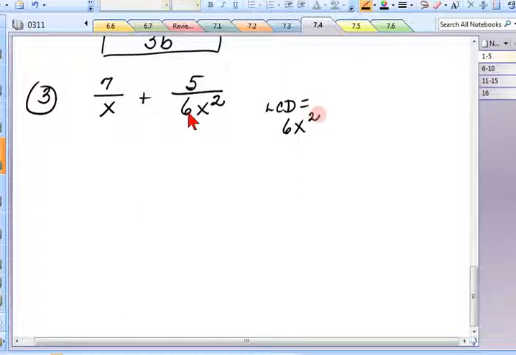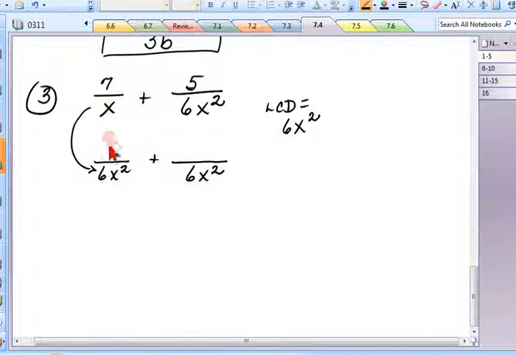6x squared. I need the 6. I need the x, but I need an x squared because I need the high power. So each denominator will be a 6x squared. What's the new factor? What has x been multiplied by to turn it into 6x squared? 6x. And if you do that to the numerator, what's 6x times 7? 42x.